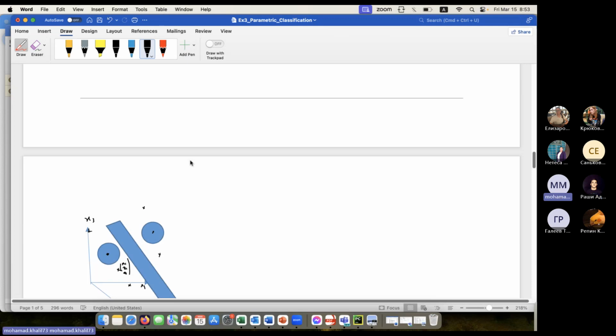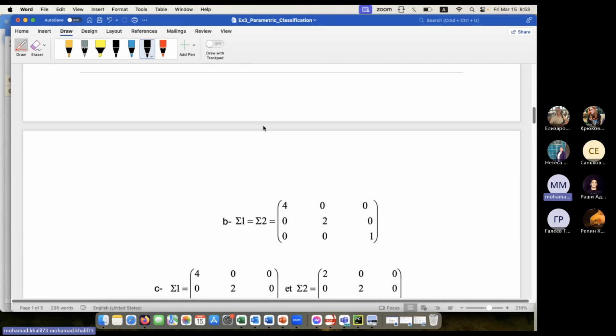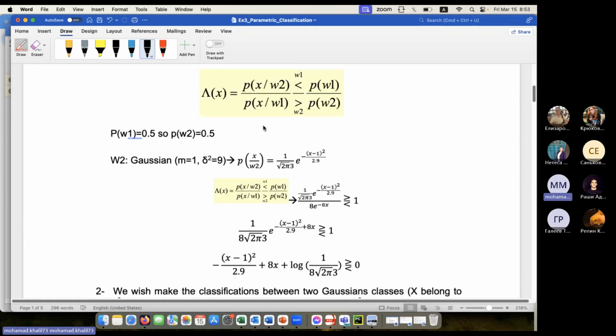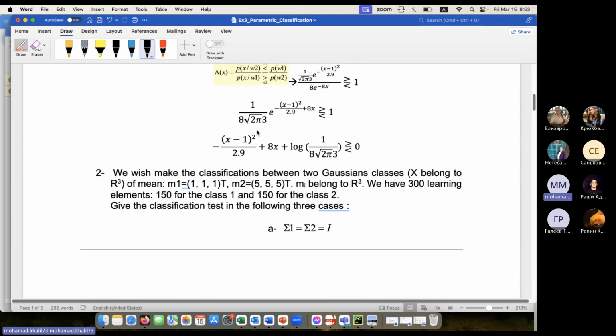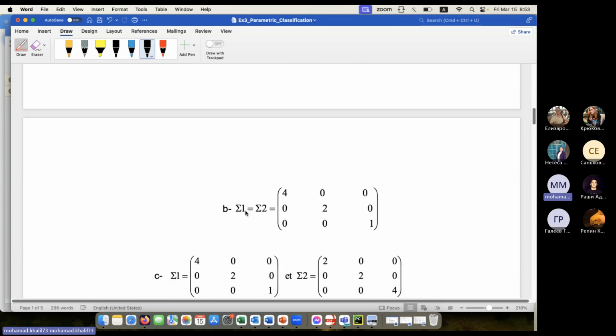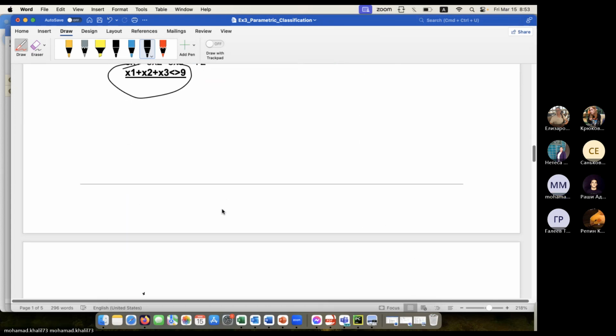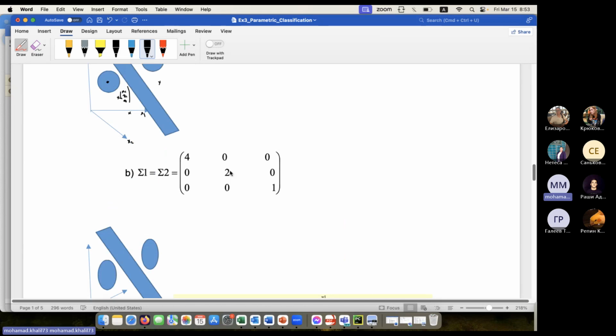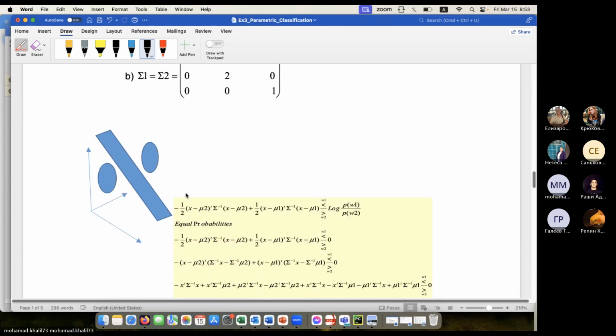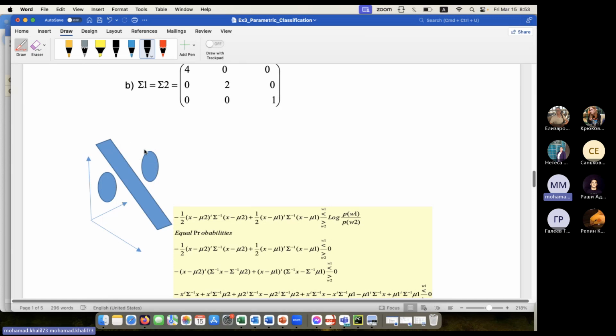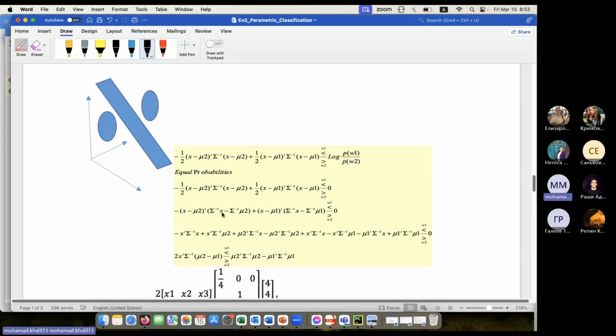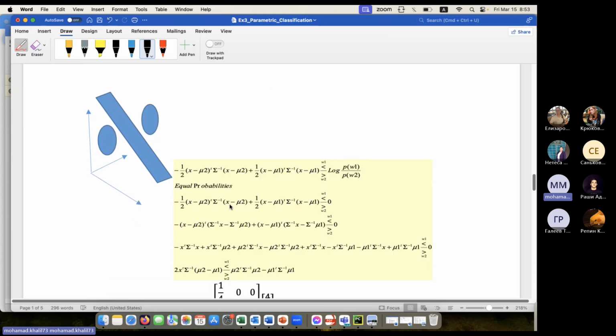Now, I will take the second case. What is the second case? The second case is B: sigma 1 equals sigma 2 equals 4, 2, 1, 0, 0, 0, 0, 0, 0. Okay? So if this one equals this one, it is like that. Not circular like that, but it will be an interface. We will see why, because we have to take the same.